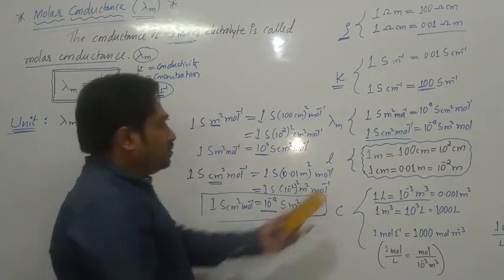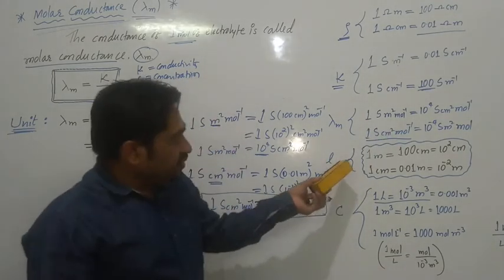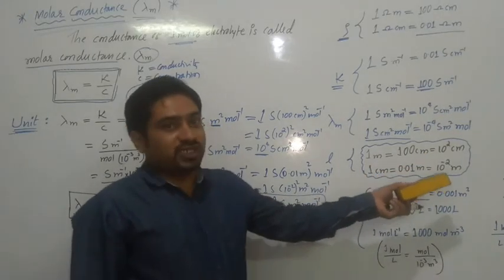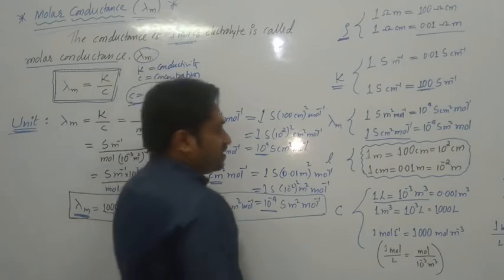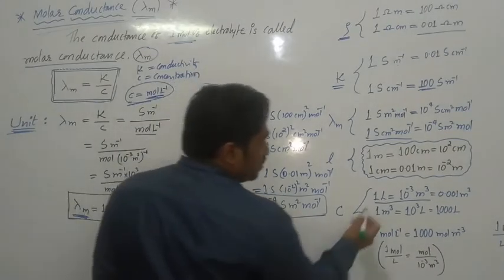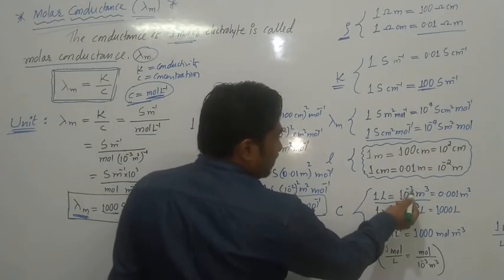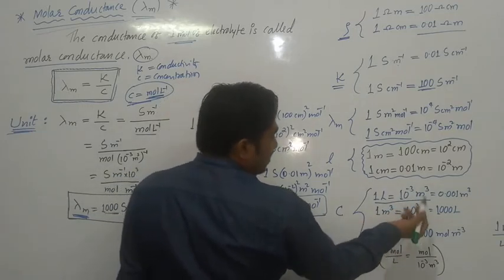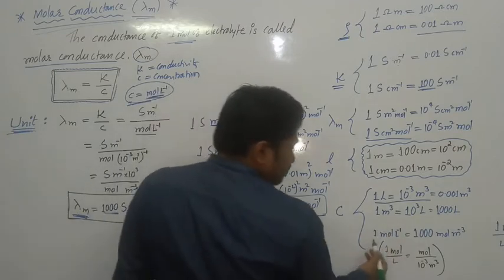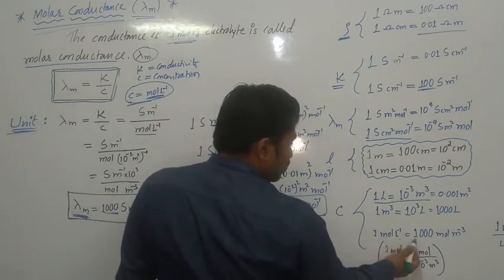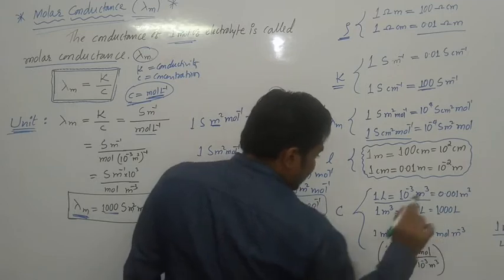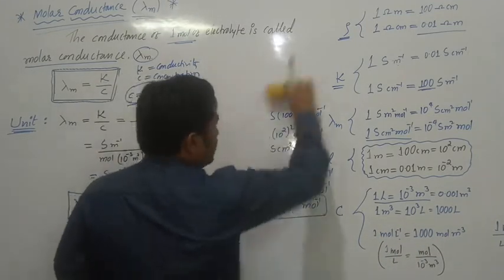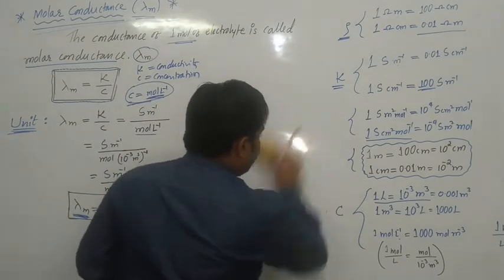Okay, so this is the conversion of length: 1 meter is equal to 100 centimeters and 1 centimeter is equal to 10 to the power minus 2 or 0.01 meters. And then 1 liter is equal to 10 to the power minus 3 cubic meters and 1 cubic meter is equal to 10 to the power 3 liters, isn't it? And 1 mole per liter is equal to 1000 mole per cubic meter. So I will write this one also. We'll see how it is derived.